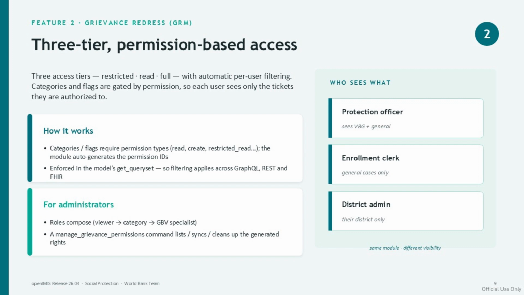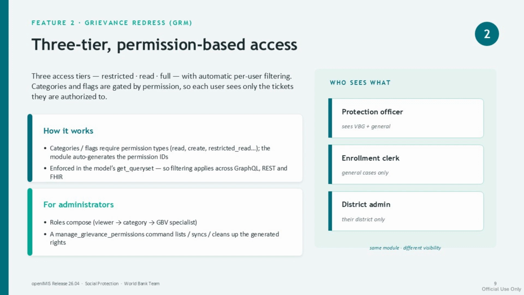So the administrator can configure the role. For example, a viewer that can only view some grievances based on the category, or a GBV specialist that has access to only gender-based violence grievances. There is also a management command to handle all the permissions that are created.